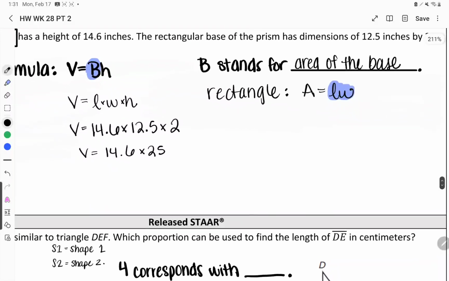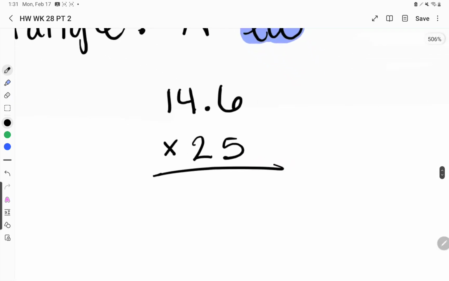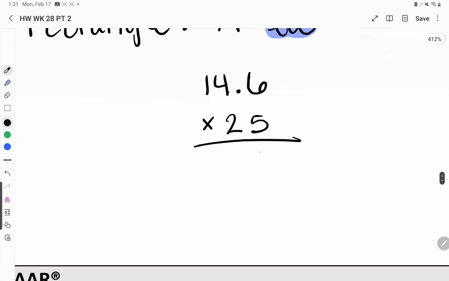All right, now we'll do 14.6 times 25. What's 6 times 5? 30. So I write down a 0, carry my 3. What's 5 times 4? 20. What's 20 plus 3? 23. So I write down a 3, carry my 2. What's 5 times 1? 5. 5 plus 2. 7. I finished with my 5.